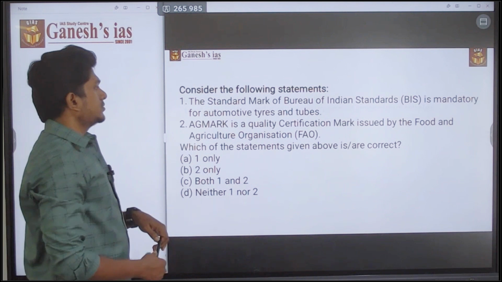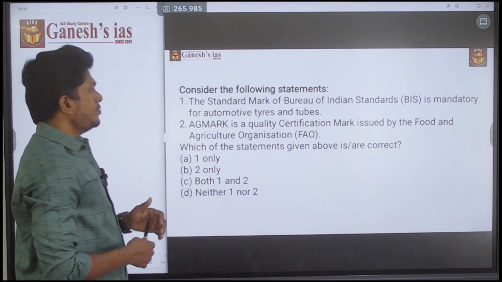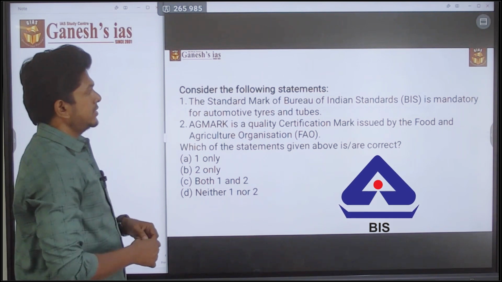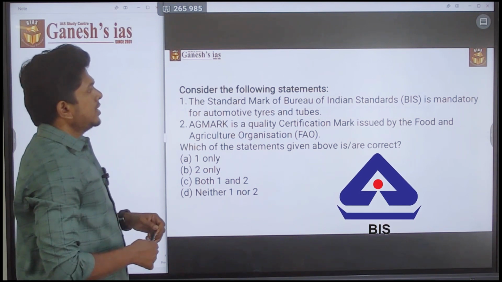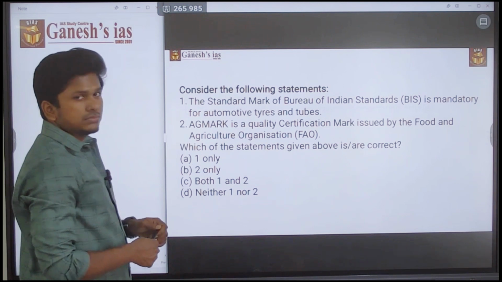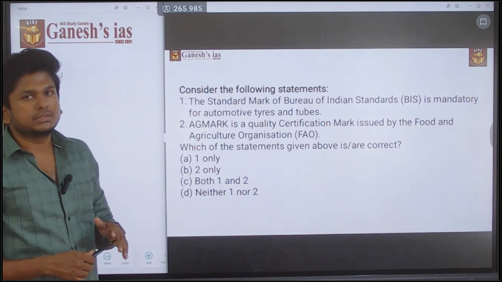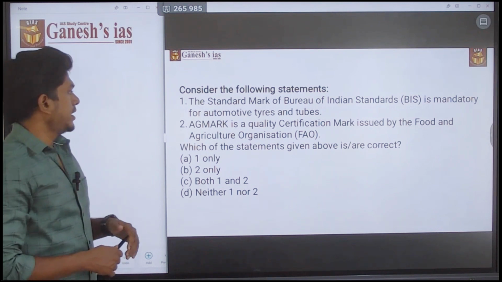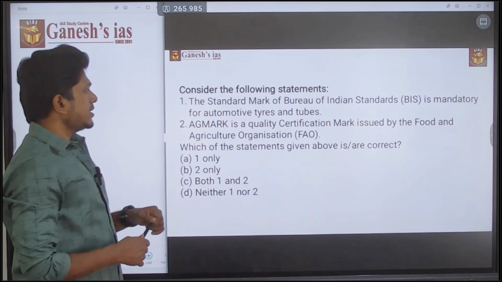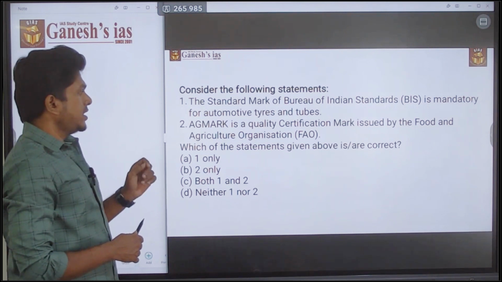Consider the following statements. The first statement says that the standard mark of the Bureau of Indian Standards, BIS, is mandatory for automotive tires and tubes. So what is BIS? That is something you have to know. Next, AGMARK is a quality certification mark issued by the FAO.